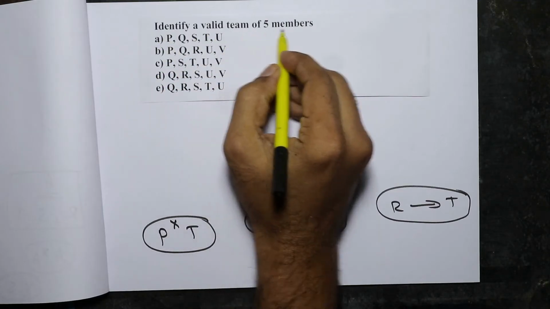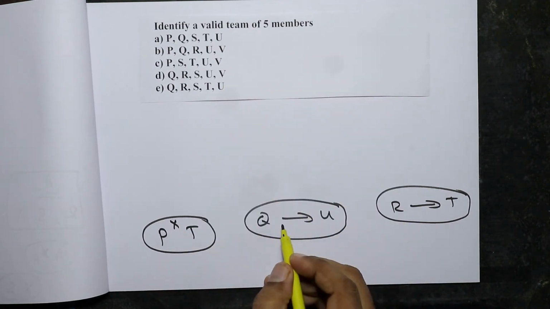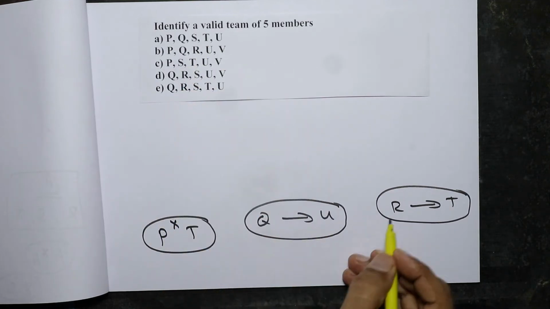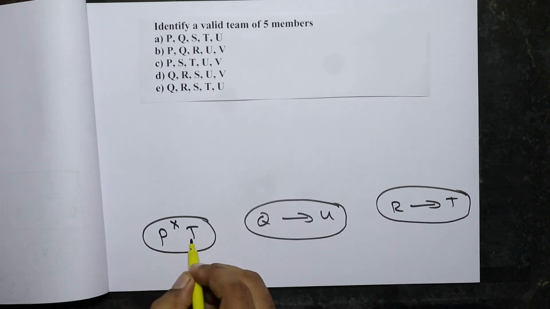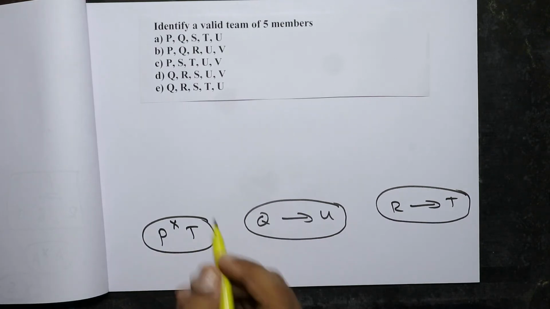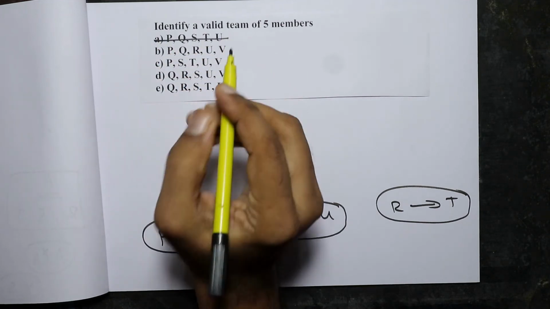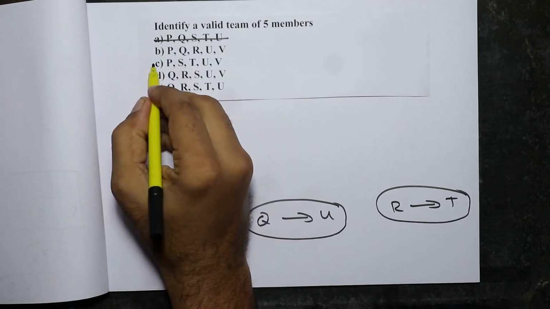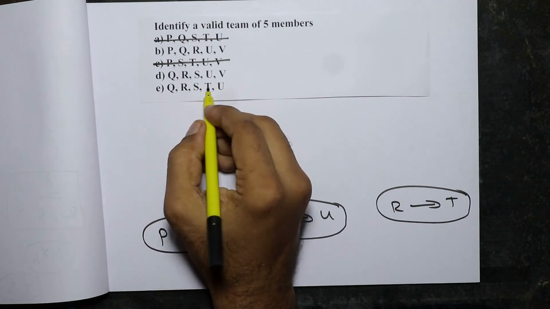Identify a valid team of 5 members. Now all these conditions have to be satisfied. So we'll eliminate those options which do not satisfy all these conditions. Let us start with the first one. Both P and T cannot be selected. So here both P and T are there. That is not allowed. Here only P is there. That is okay. Here both P and T are there. That is not allowed. Here neither P nor T is there. Here only T is there. That is okay.